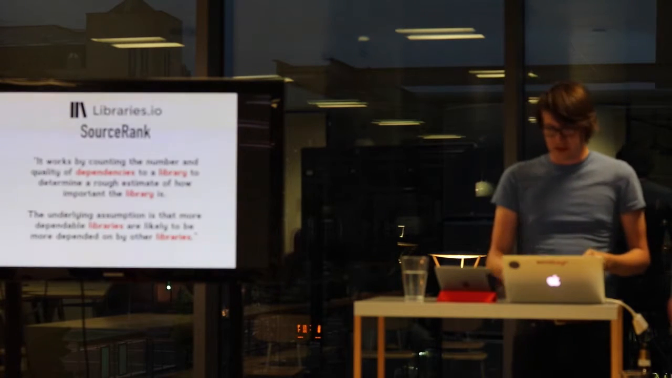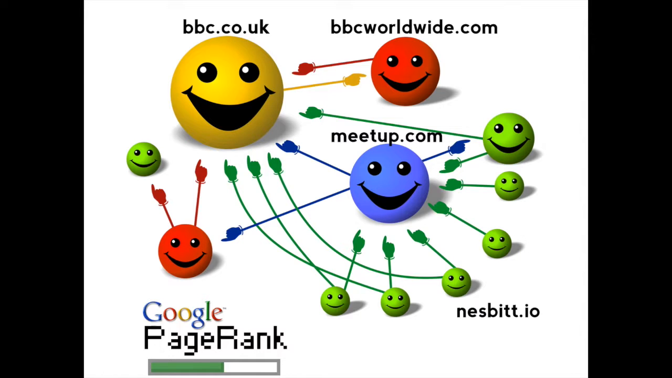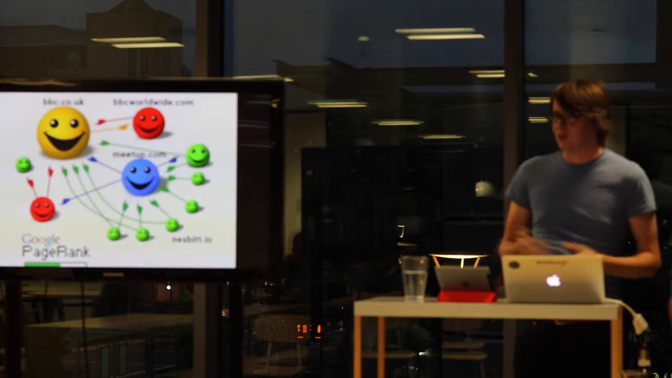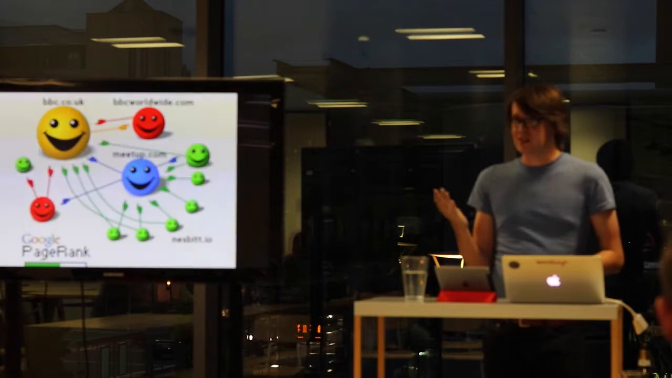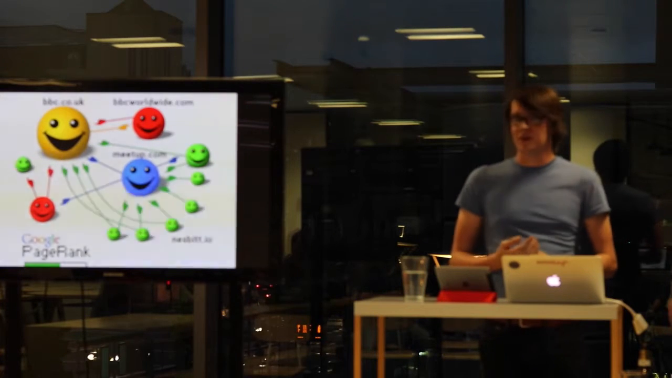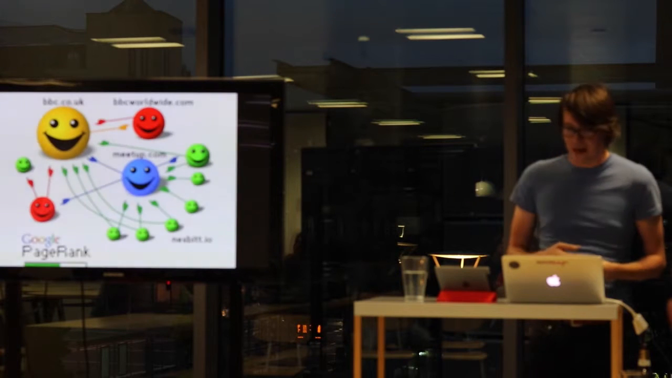So, for example, if we look at how PageRank works with this funky smiley face diagram that I found on Google search, loads of people point to the BBC, and the BBC is therefore considered to be a good quality site. If the BBC points to you, then it passes on a certain amount of its PageRank, because if a good site is linking to you, then you're considered to be a good site as well.